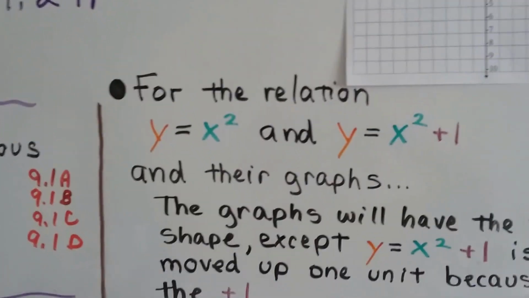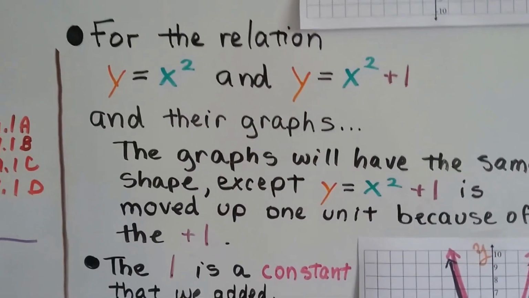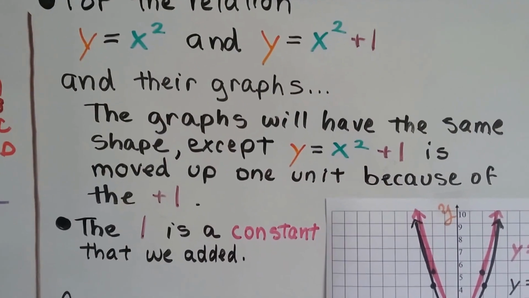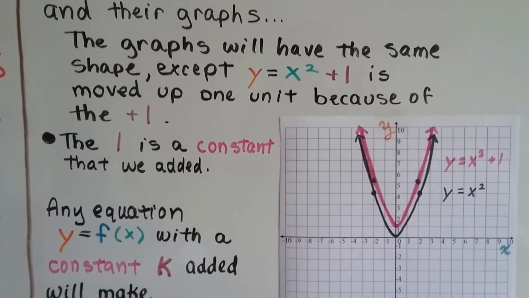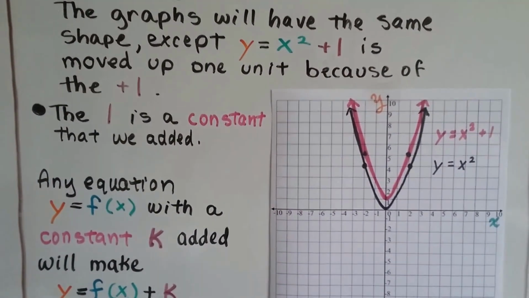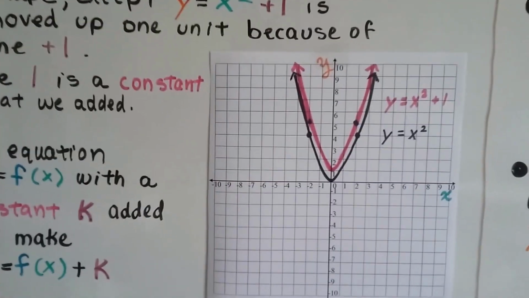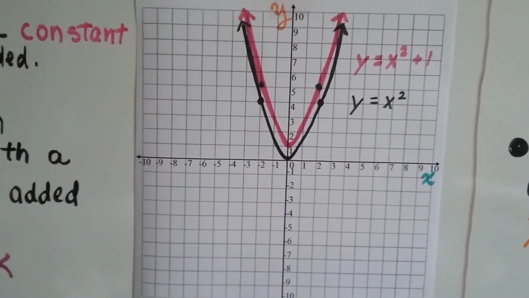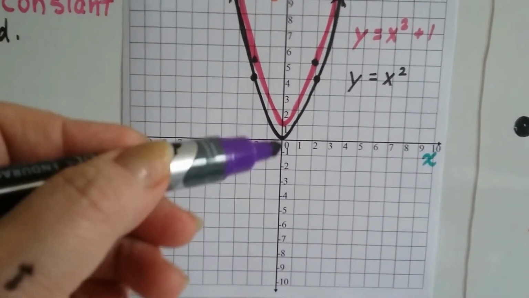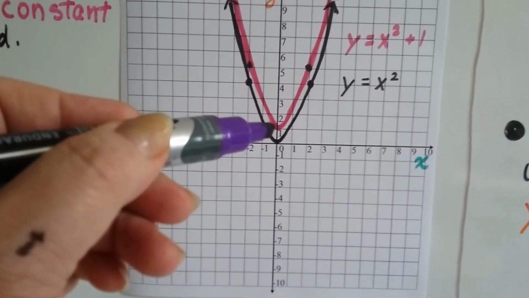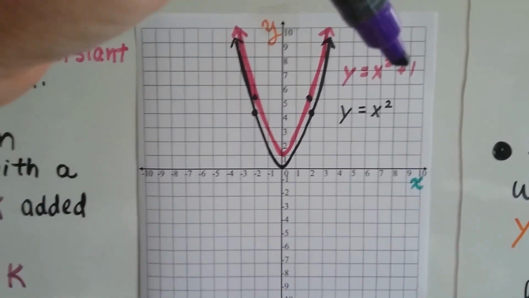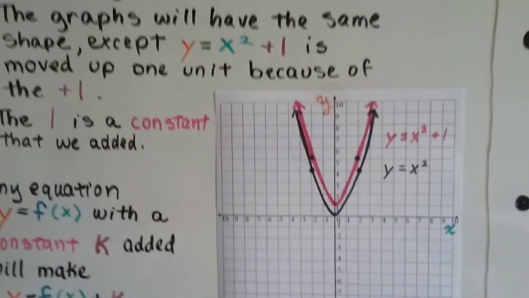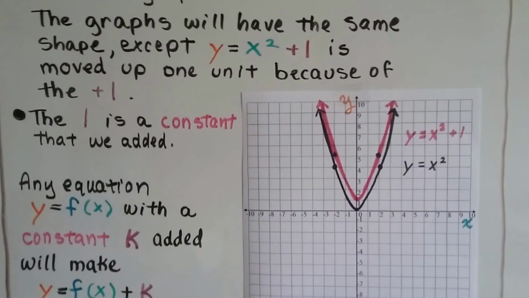So for the relation y equals x squared and y equals x squared plus 1 in their graphs, the graphs will have the same shape except y equals x squared plus 1 is moved up 1 unit because of that plus 1. So the black one gets moved up 1 unit from the origin to 1 on the y, and now it's in the spot of the red one because of that plus 1, that constant. That 1 is a constant that we added.